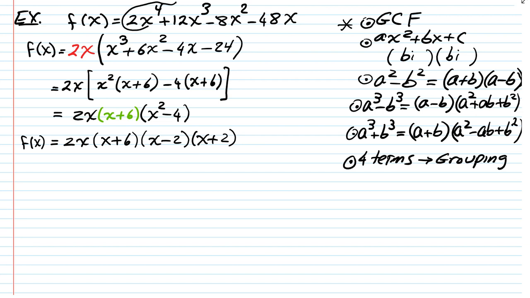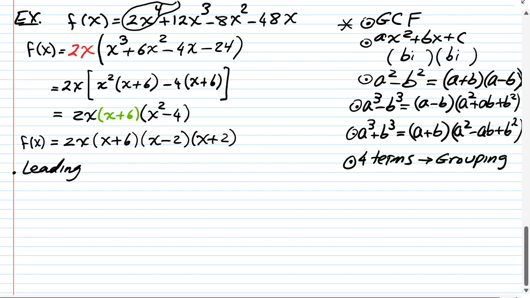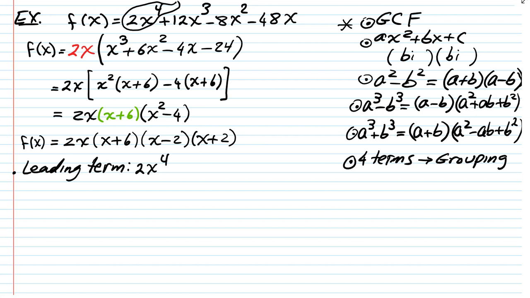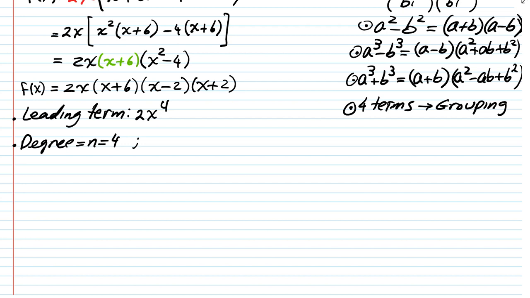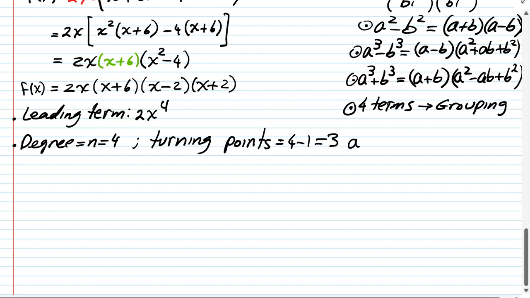Remember, the leading term from the get-go, we need that for end behavior. Our leading term is 2x to the fourth. So we can determine right away the degree is 4. Degree, which is n, is 4. So that means my turning points will be at most 4 minus 1, 3 at most. Again, it could be 3, 2, 1, or none.